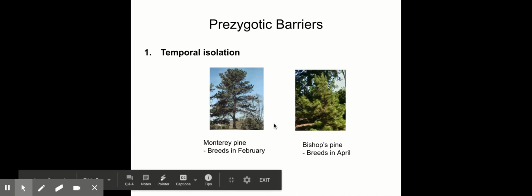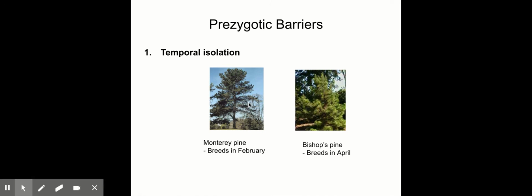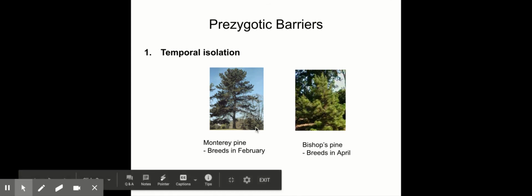We have, as an example here, a Monterey pine. This species breeds in February, which means in February, these little male pine cones are laden with pollen. They've produced a lot of pollen. They're going to release that pollen, and the wind will blow it, and the pollen will land on female pine cones of other Monterey pine species.